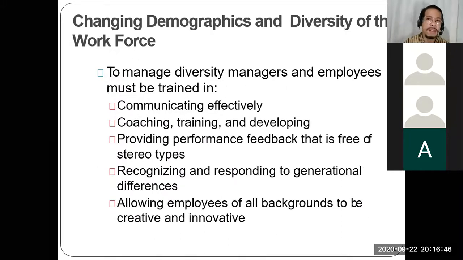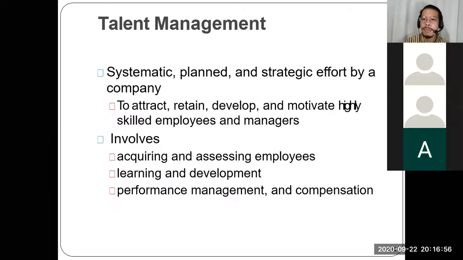So there are a lot of things here. These are the factors or steps in how we manage diversity in the workforce. Talent management is very important. How do we know if our employees, the people in the organization, are fit or in the right position for that specific job? Do we transfer them? Do we make a lateral transfer?